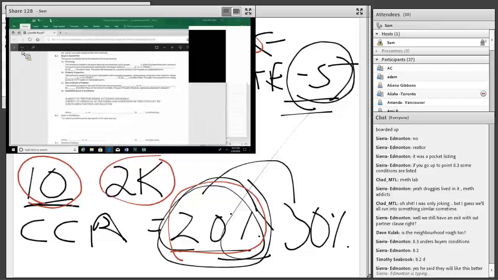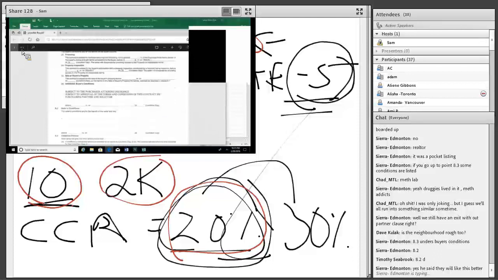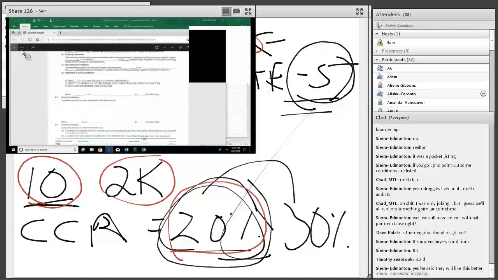Did you test that? Did your realtor tell you how far they could go with closing? Just type it in there, that's okay.